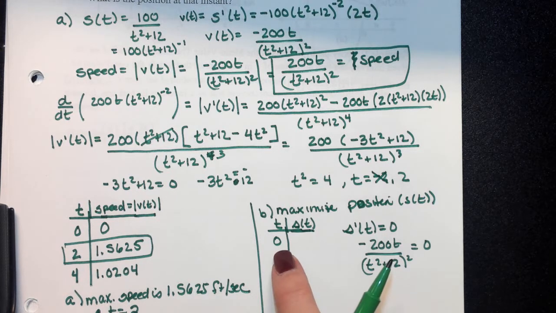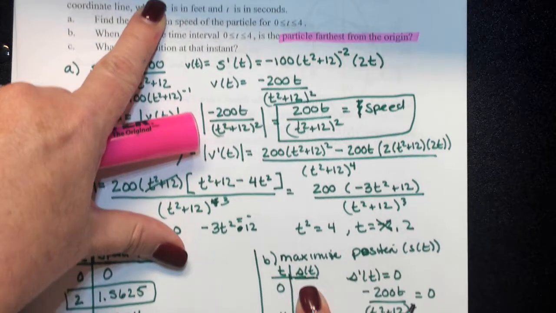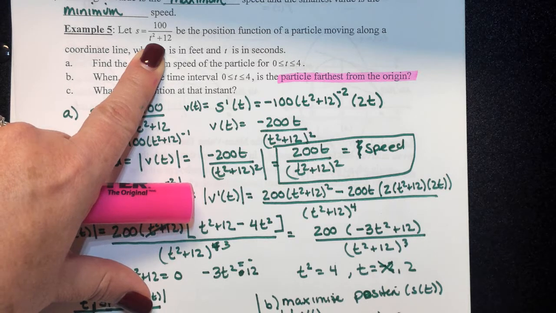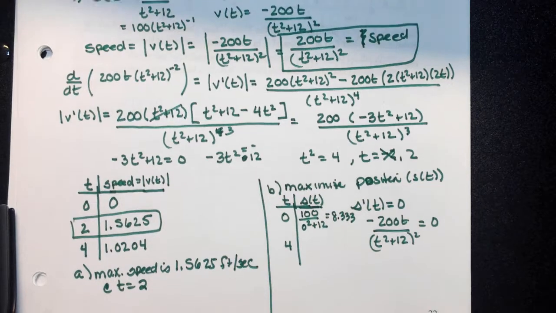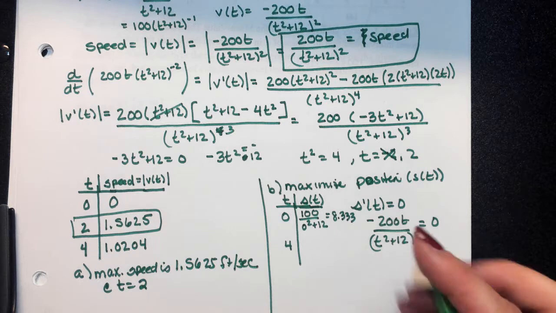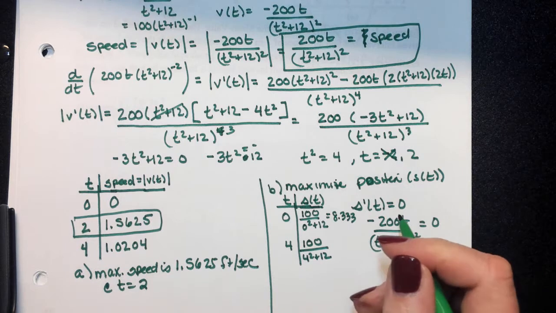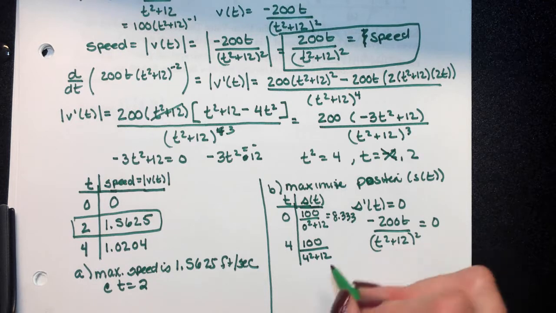So then what I want to do is take these t values and plug them back into my original function, my position function. So when I take 0 and plug it back into my position function, I end up with 100 over 0 squared plus 12. So 100 divided by 12 gives me 8.33. When I take 4 and plug it back in, that's going to give me 4 squared plus 12 in the bottom, 28. That gives me 3.571.